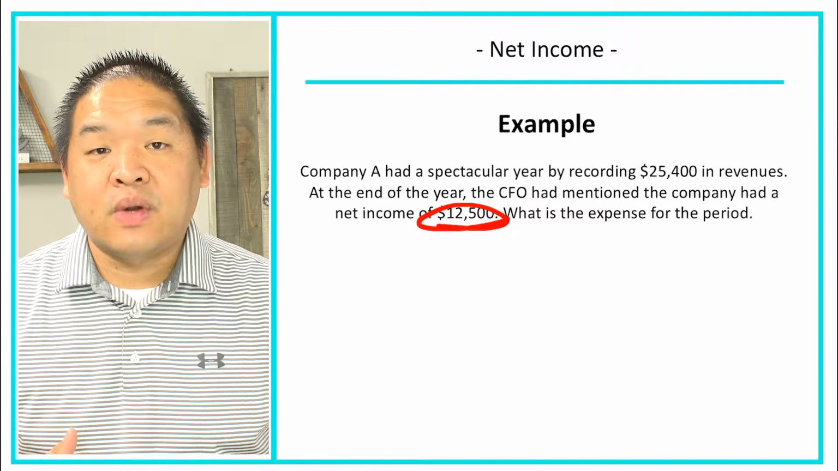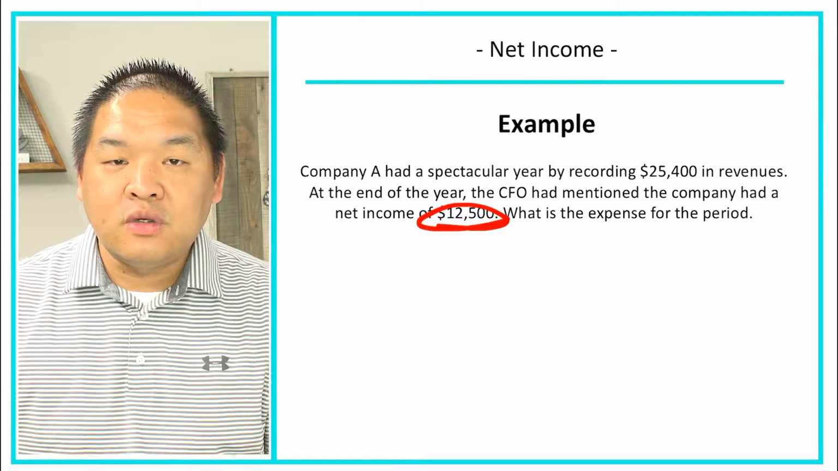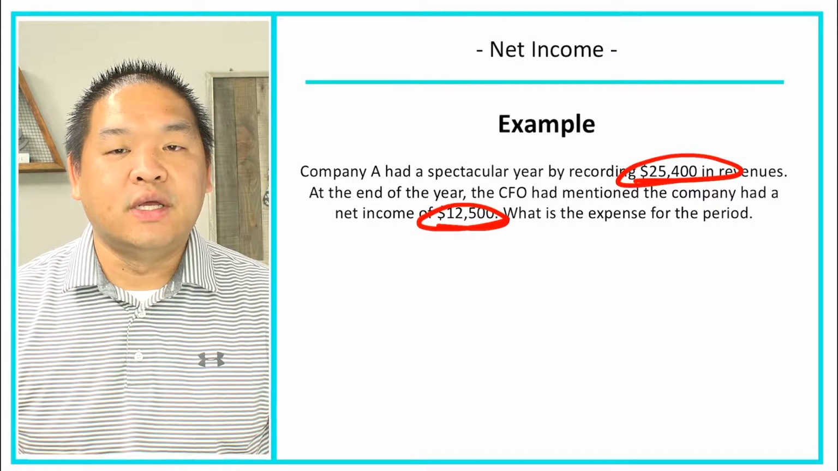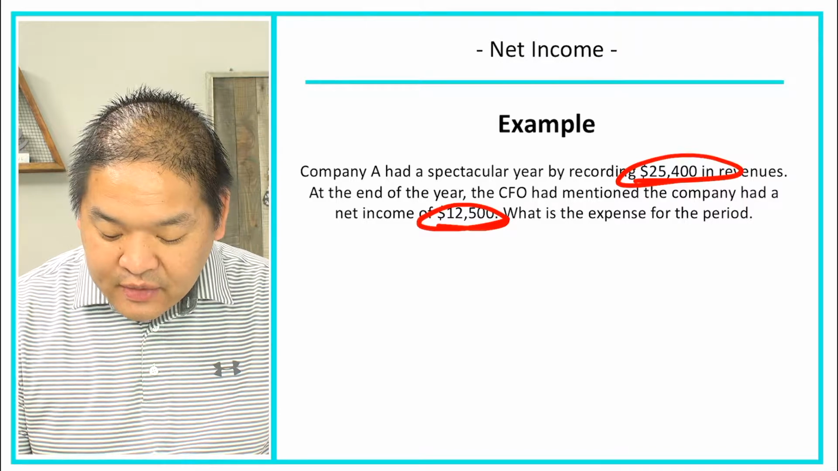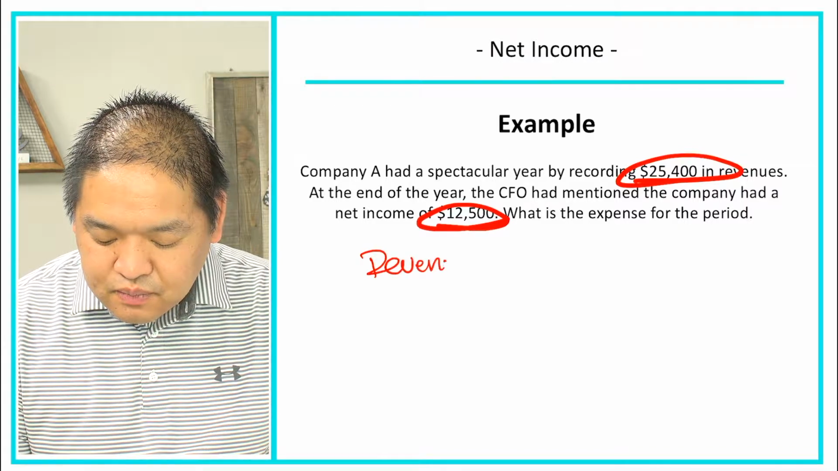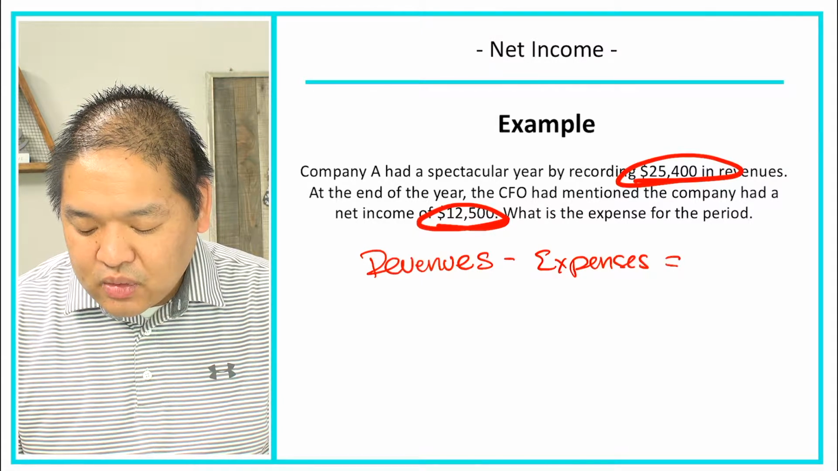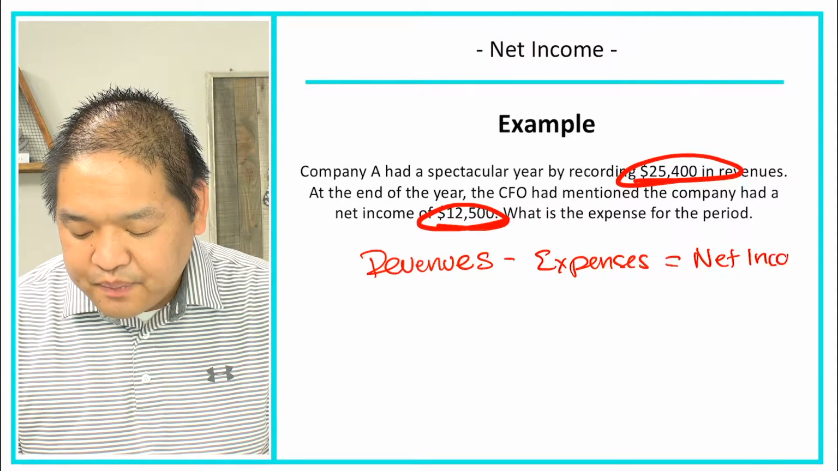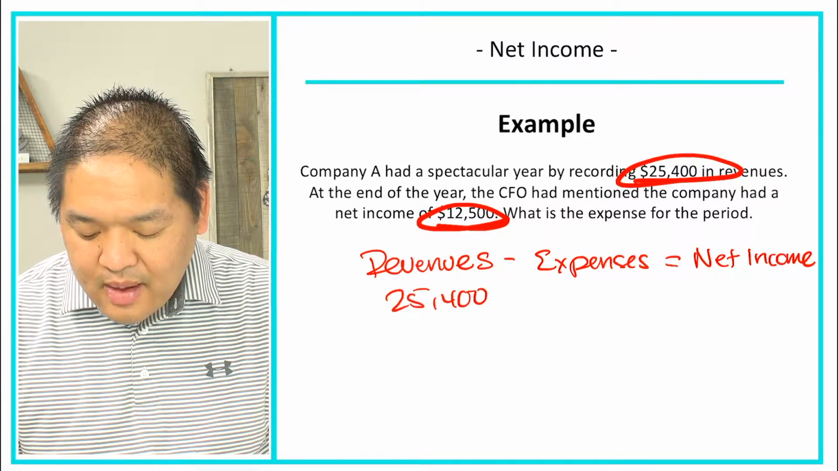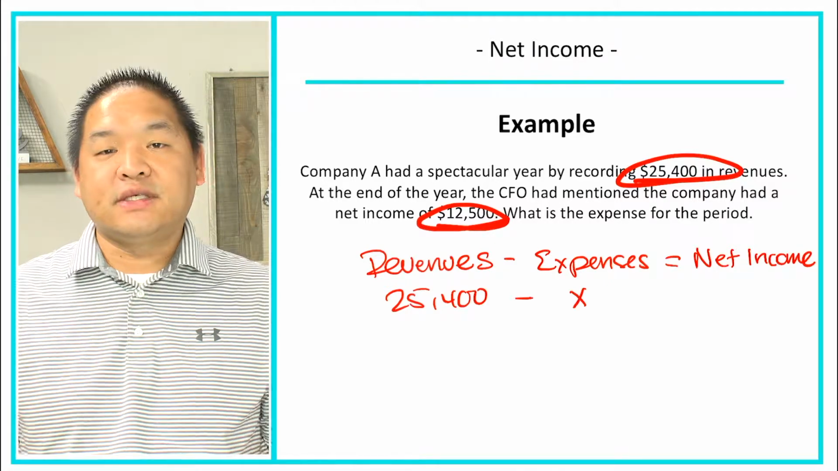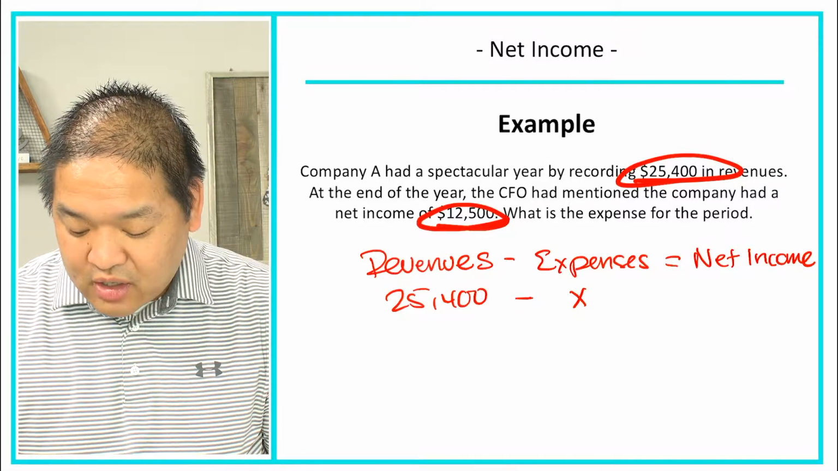Now, notice in this question, we're not asking you what's the net income because we're given this. We also know revenues. Revenues is $25,400. So we're going to have to do some backtracking here. We know that our equation for net income is revenues minus expenses equals net income. We know our revenues is $25,400 minus, we don't know what expenses is, so I'm going to designate that with an X. That's what we're trying to solve. We don't know what our expenses are.